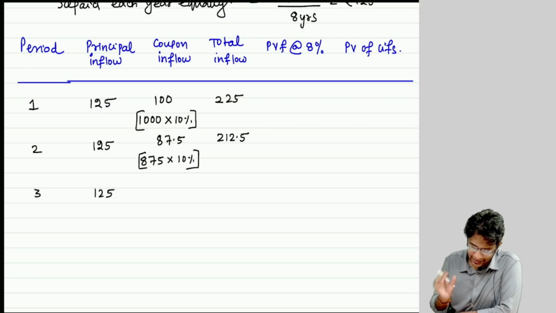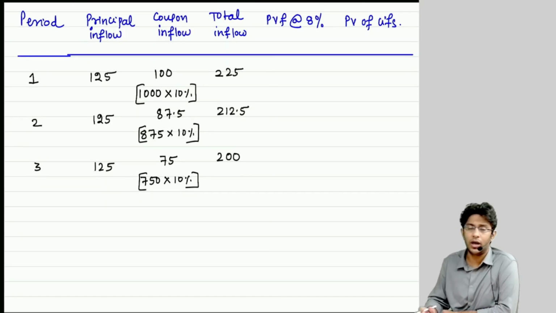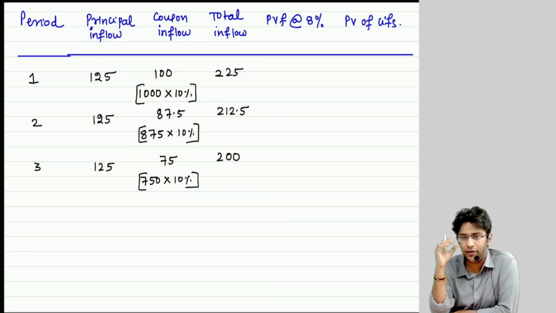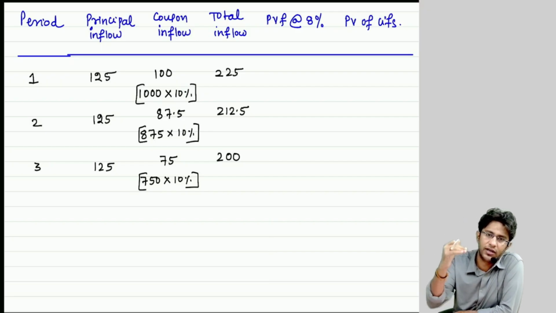Now out of 875, 125 is paid in the last year ending. So 750 is outstanding, that into 10%, which is 75. So the total is 200. Okay, now you can understand a pattern. If you look at the total cash inflow, it's coming every year lower by 12.5, 12.5, 12.5. Why 12.5? 125 rupees is getting paid now, on 125 rupees 10%, 12.5 interest amount is reducing every year.